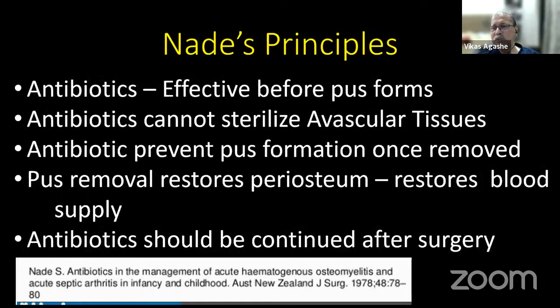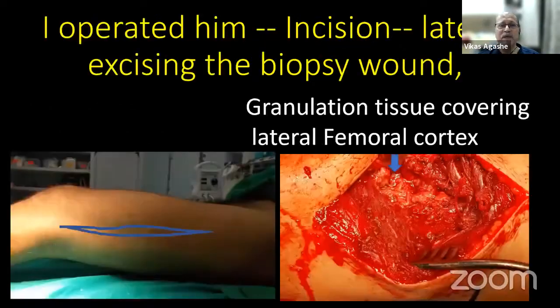It's almost 30-40 years since Nade presented his principles. Antibiotics are effective before pus forms. They cannot sterilize avascular tissues. They prevent pus formation once pus is removed, but when there is pus, they will not be very useful. Pus removal restores periosteum and restores blood supply, and antibiotics should be continued after surgery. These were his principles, which he proposed way back in 1978. And obviously, I decided that I must follow Nade's principles.